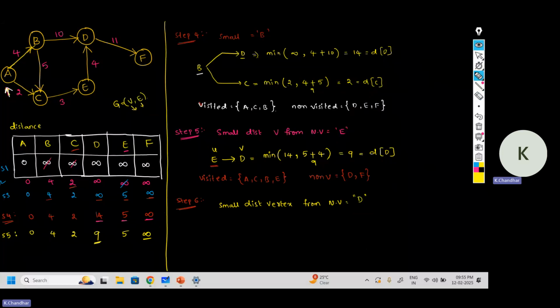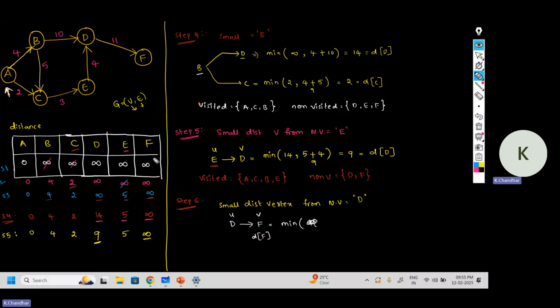Next, from D, which vertex can I visit? Only F. So from D, D is said to be U. From D, I can visit only F, so this F is V. Now how can I do it? I need to find the minimum. So I need to know the distance at F. So how am I going to write it? You check it: minimum value from distance at F.